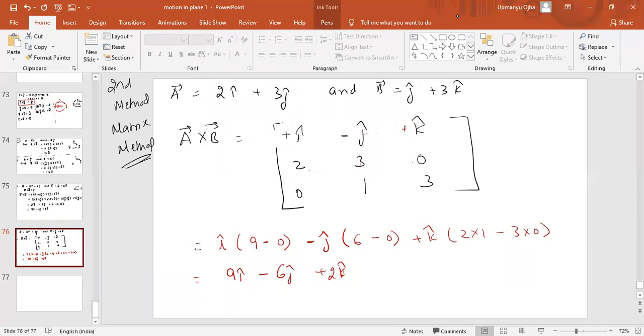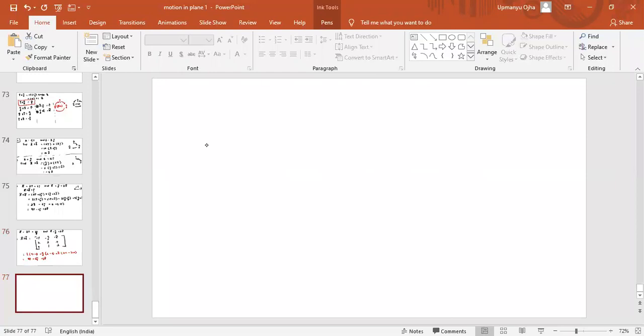Okay, fine. So yesterday we found the cross product. So we'll practice more problems on that. Okay, revision we will start. Let me complete motion in the plane, then we will start this revision part.